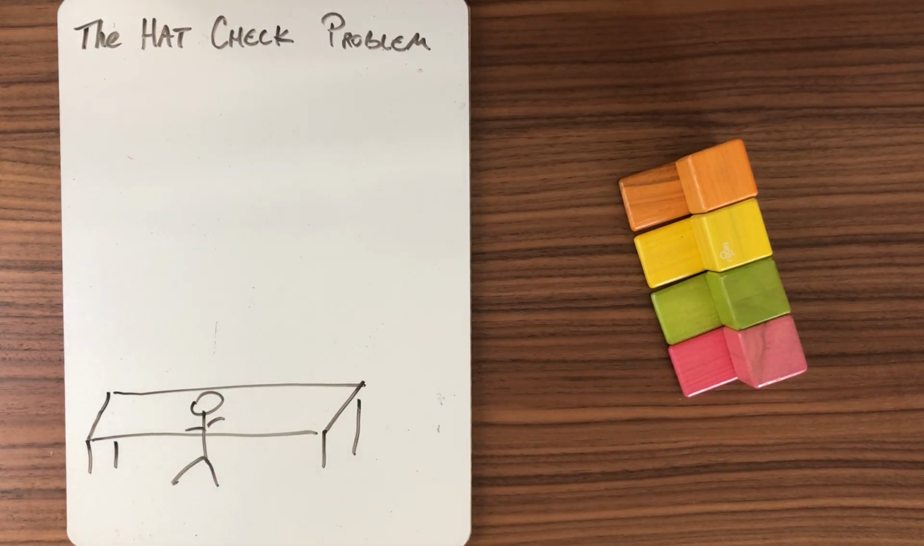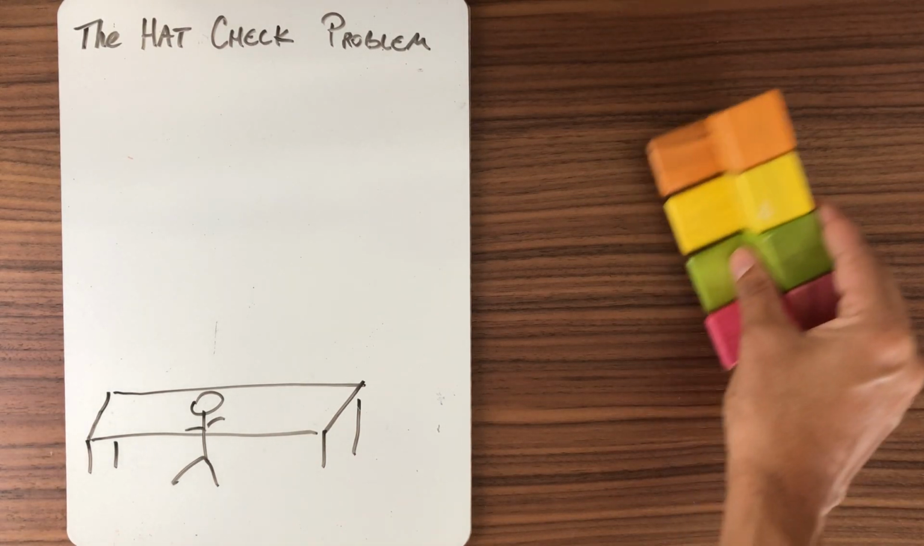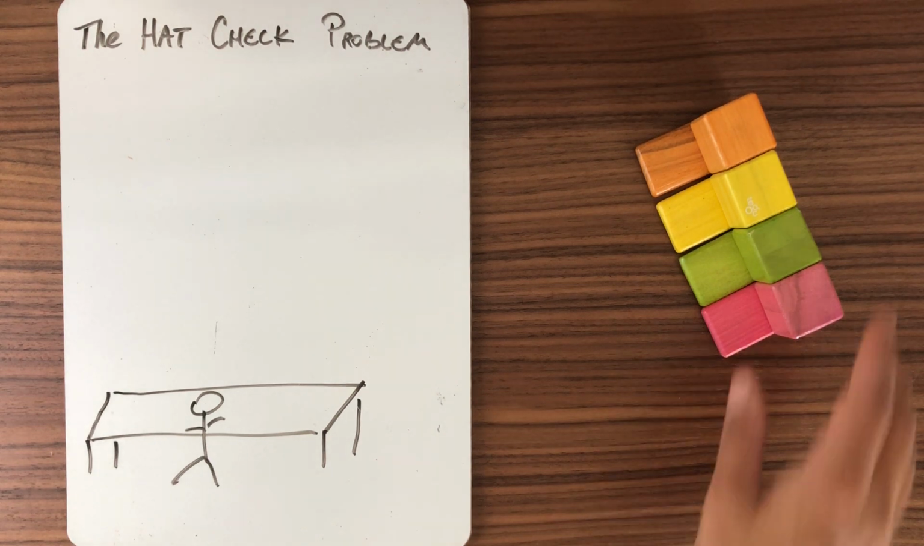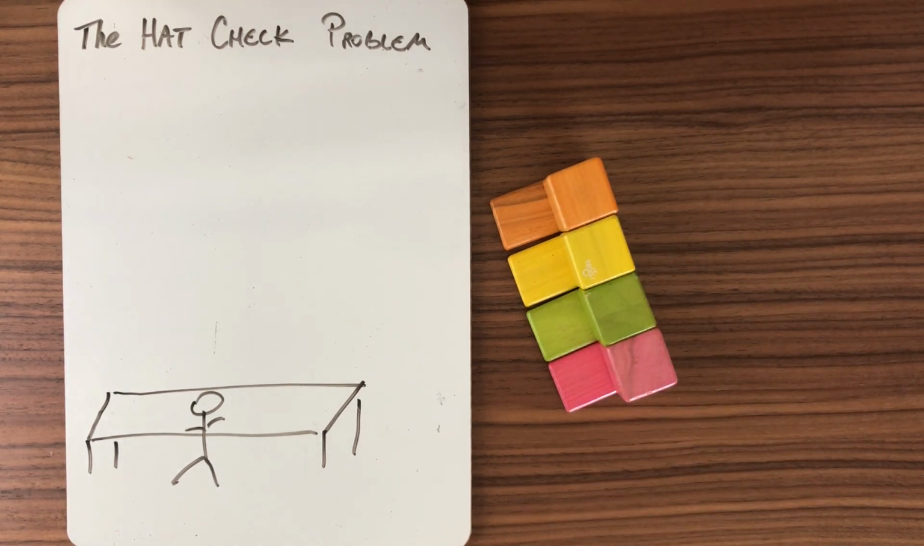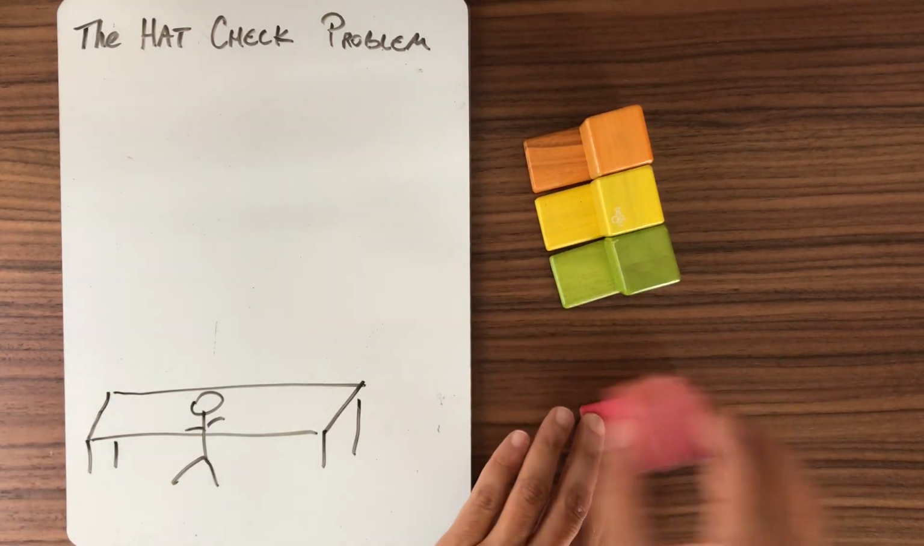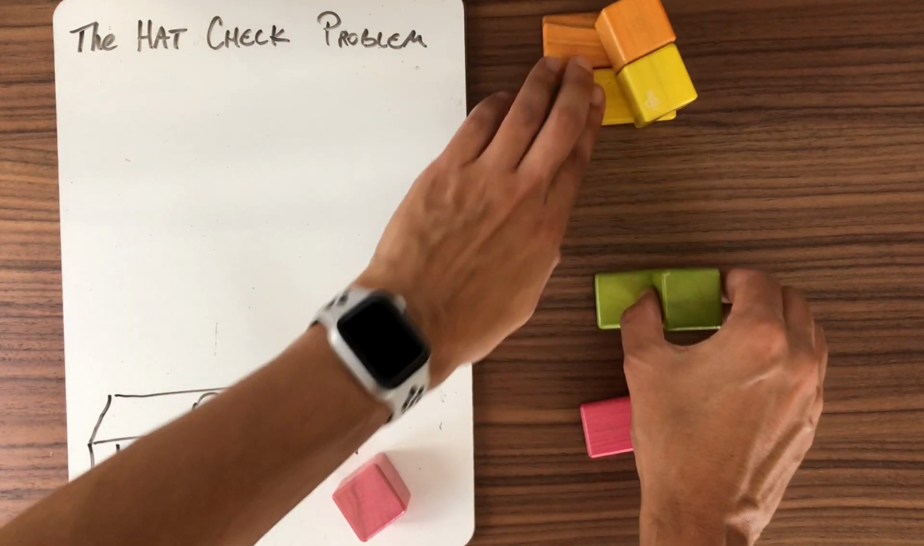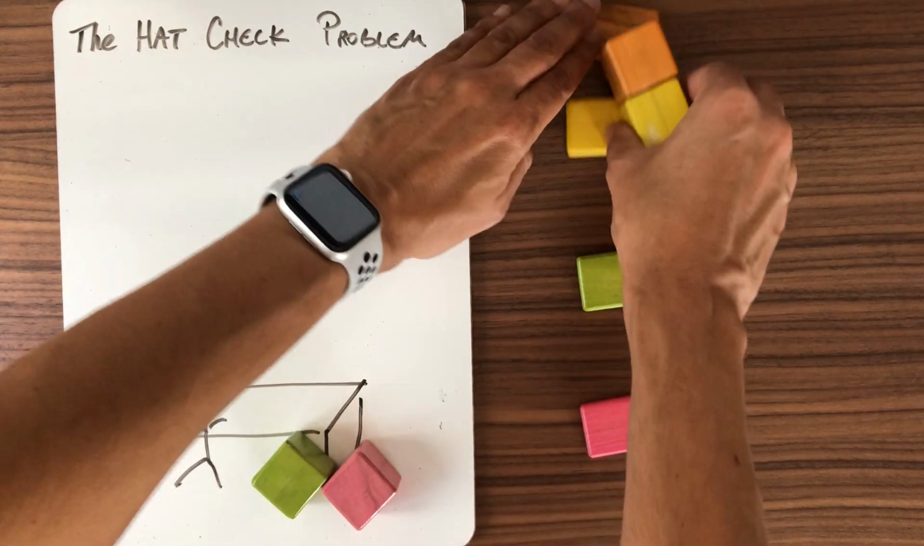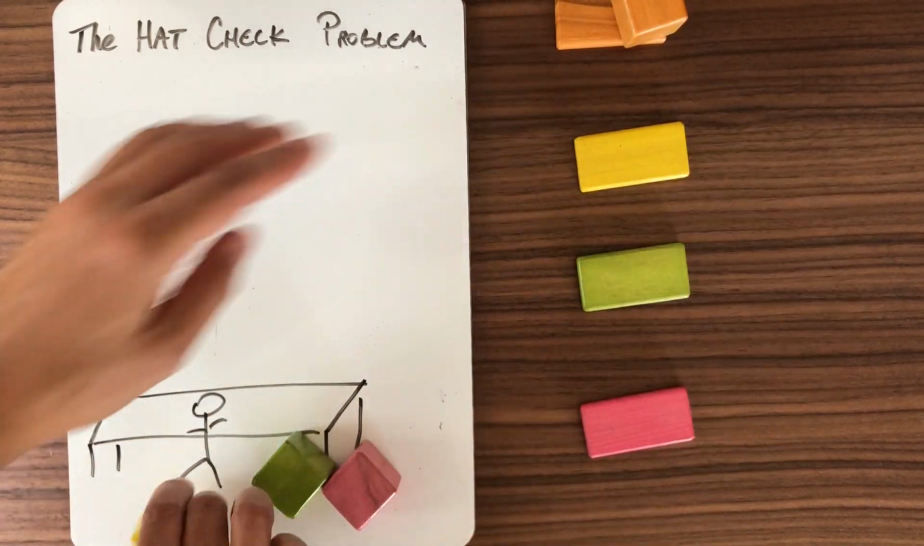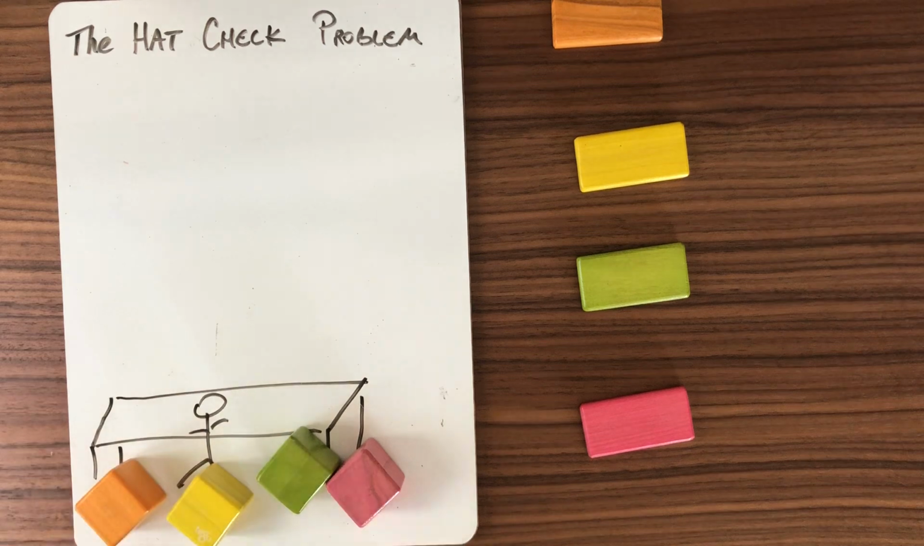All right, so what we're going to be thinking about today is the hat check problem. So suppose you have 4 people who come up to a venue and they want to check their hats when they get there. Okay, so here's the hat check guy. And so the pink guy comes up and checks his hat. And the green guy comes up and checks her hat. Yellow checks his hat. Orange checks his hat.